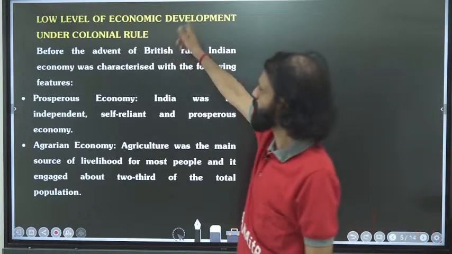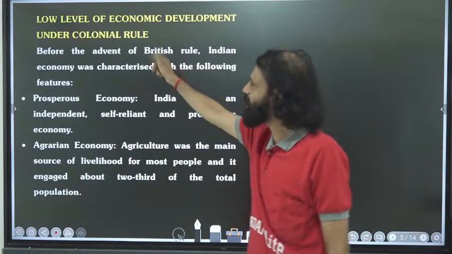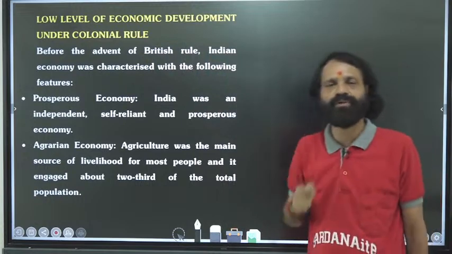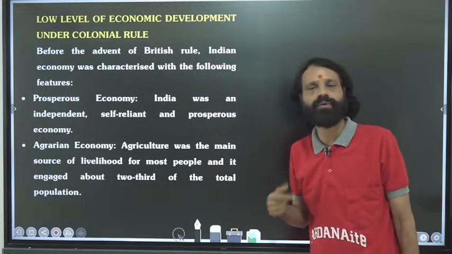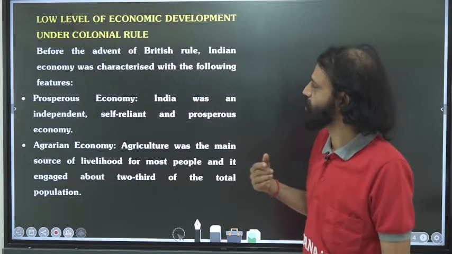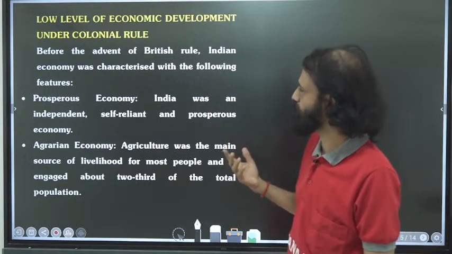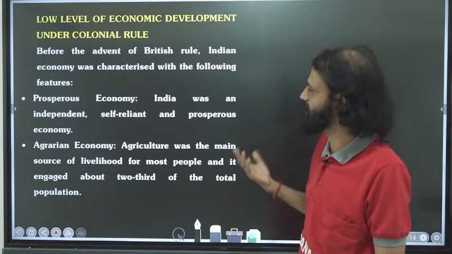Low level of economic development under colonial rule. The Britishers ruled our country, so we were their colony. We will also study the meaning of colony and who ruled us, etc.